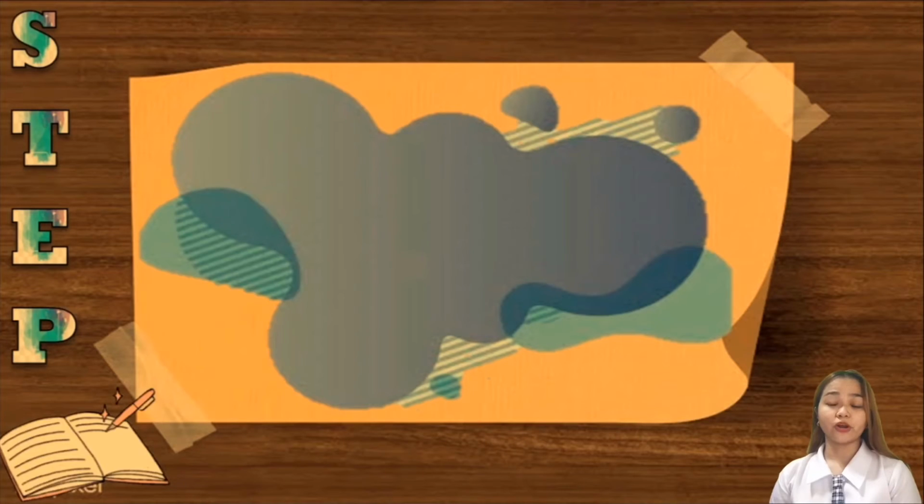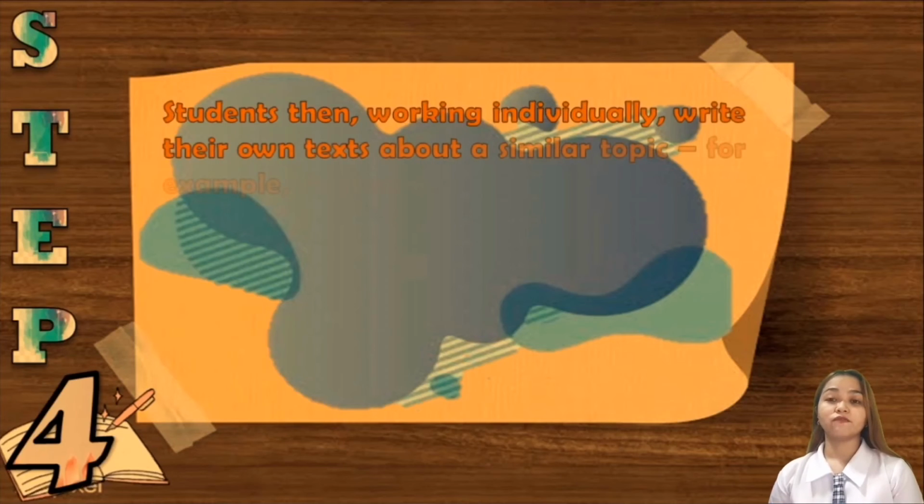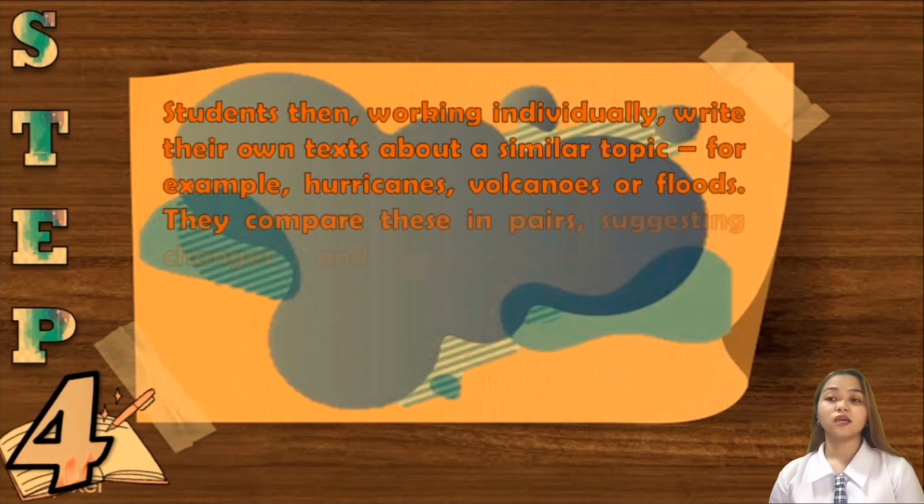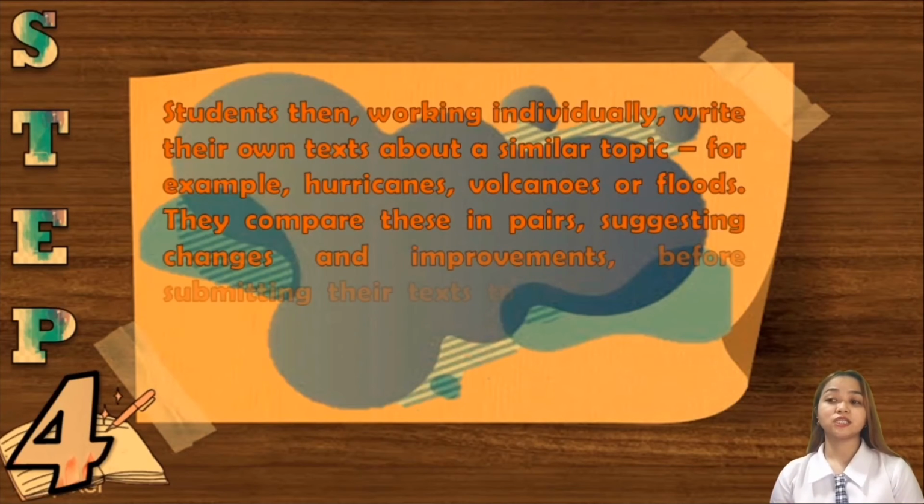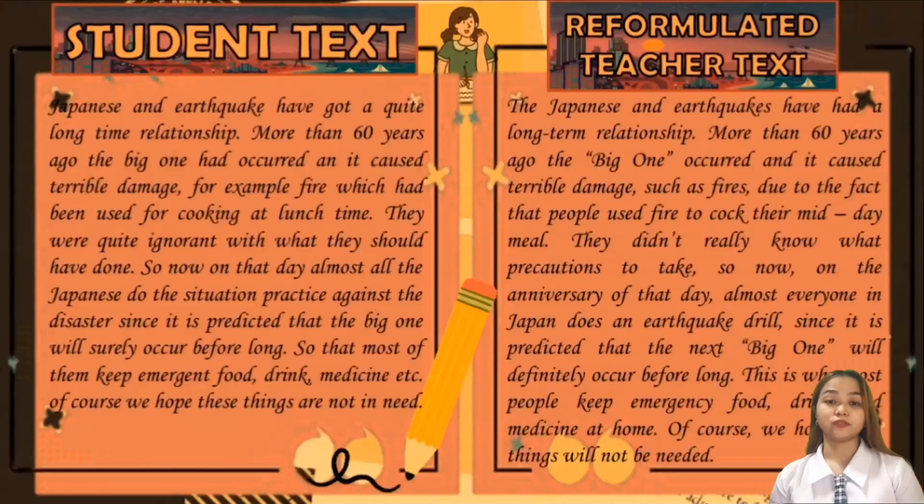For step 4, students then, working individually, write their own text about a similar topic, for example, hurricanes, volcanoes, or floods. They compare this in pairs, suggesting changes and improvements before submitting their text to the teacher for correction. So in this stage, as they already have knowledge on how to define or give ideas about the topic, they share it with their group mates to create and compile their ideas to make a better output.